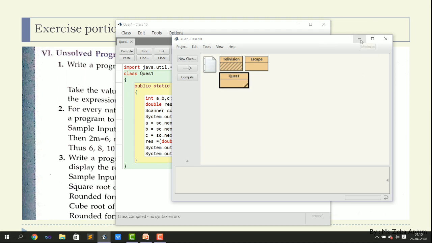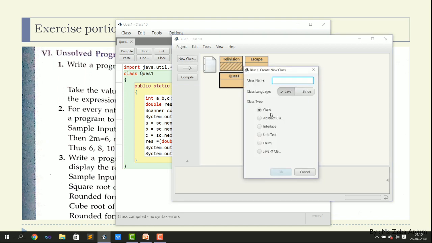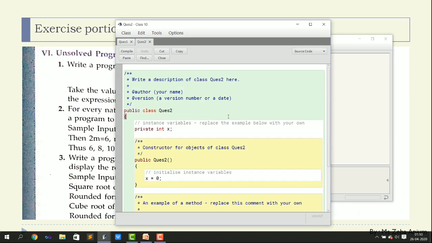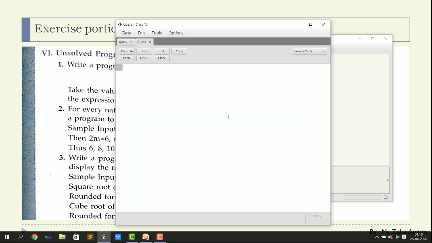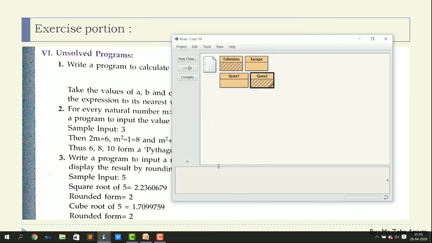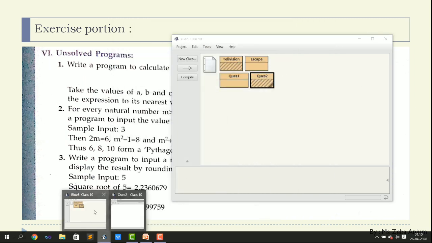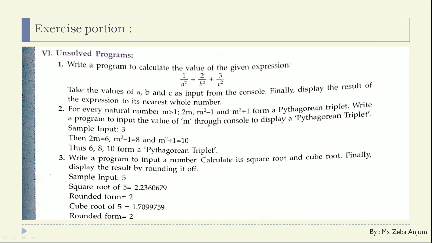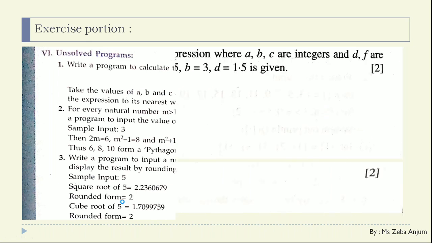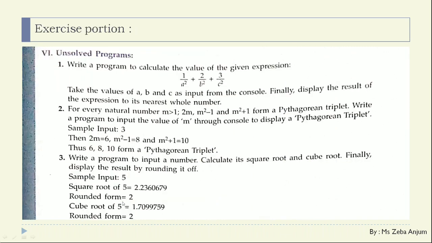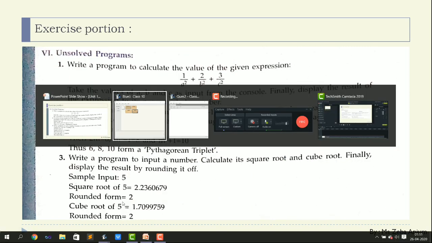Now let us move on to your second question. Now make a new class. Let us name it question number 2. Double click on it and let us erase the code. Now, yes, over here we have to find out the value of 2m, m square minus 1 and m square plus 1. So firstly we have to take the value of m.